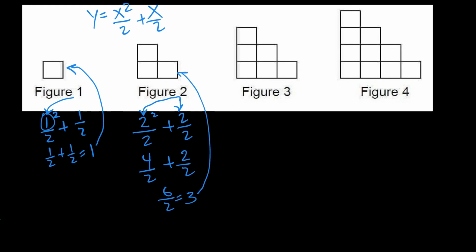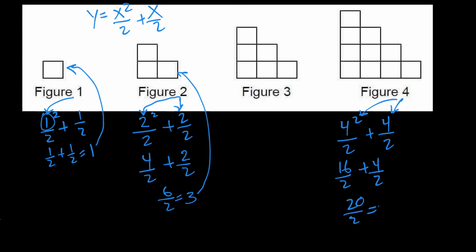One more, because this is looking great. Maybe I'll skip ahead to 4. So 4 squared over 2 plus 4 over 2. And that's 16 over 2 plus 4 over 2. 16 plus 4 is 20 over 2, which is 10. And that's how many squares.